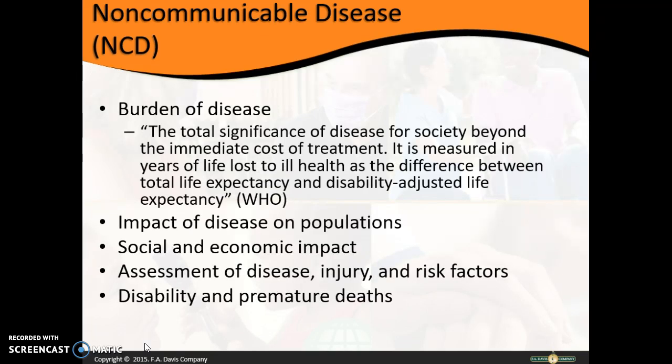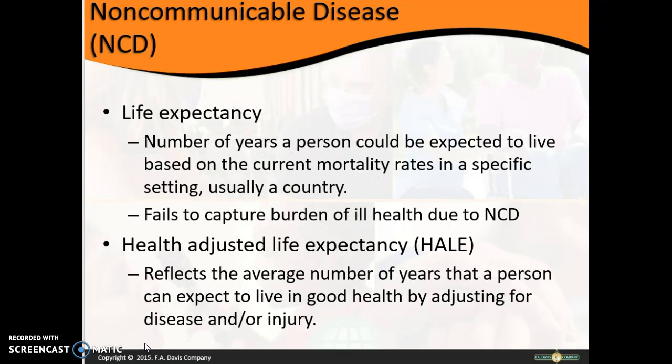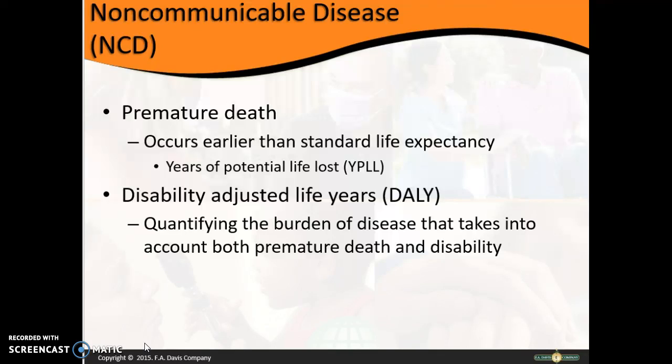Burden of disease is really a metric that looks at how significant the disease is for the society beyond just the immediate. So several of these additional slides as we go forth are going to give you some definitions that deal with life expectancy, and what is health-adjusted life expectancy. Make sure that you're familiar with how those are calculated and what that would take into effect. Again, what is considered premature death. And then disability-adjusted life years quantifies the burden of disease because it takes into account both premature death and disability, and then lets you know how much adjustment is being made in the life expectancy based on disability.